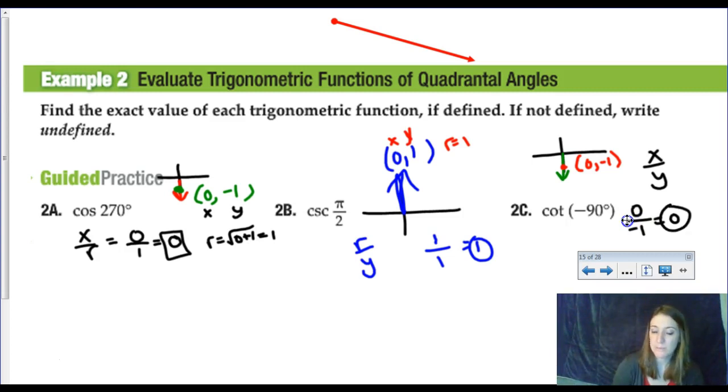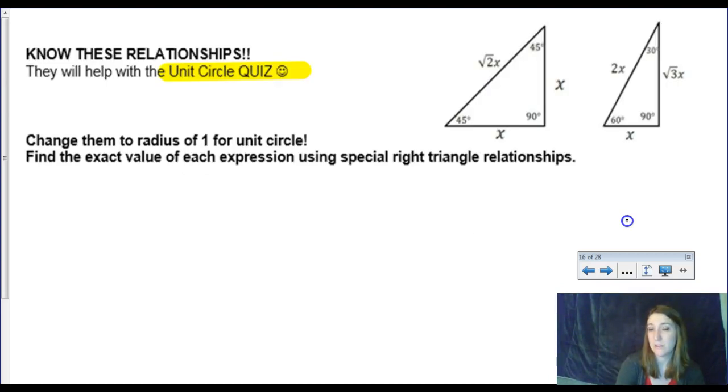Now none of those 3 examples came out to something divided by 0, but for instance, if they wanted tangent of negative 90, we would have gotten negative 1 over 0, and that's undefined. So those are possibilities on those quadrantals.